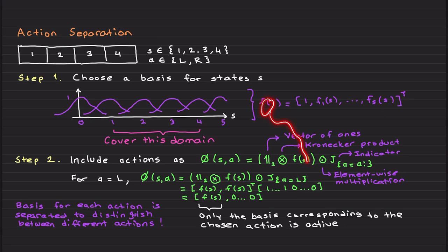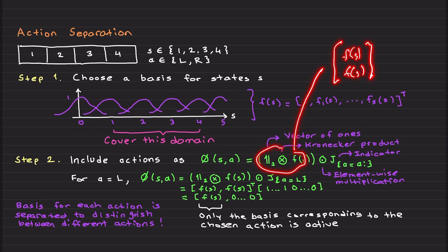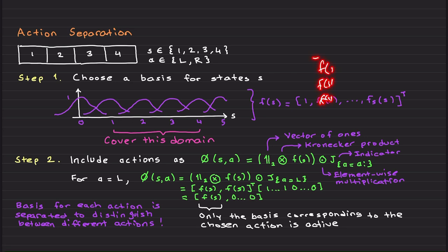This guy pops up here, f of s. In this case, you have two actions, left and right, so this will return f of s, f of s. It is better to write it compactly like this. But if you have three actions, let's say left, stop, or right, then it will repeat that function 3 times. Let's stick with left and right, in this case repeating 2 times.